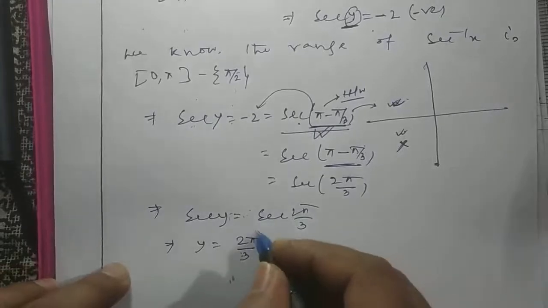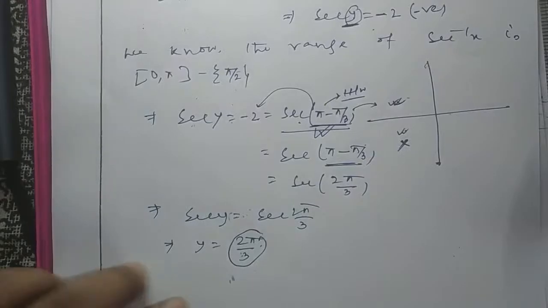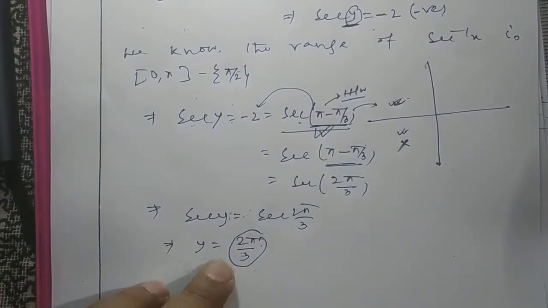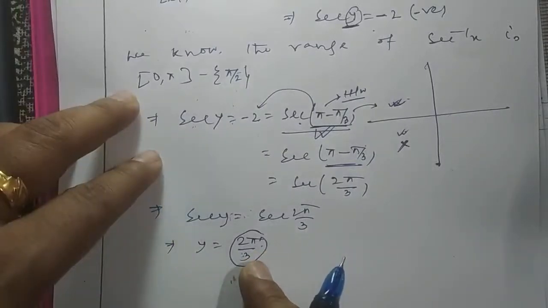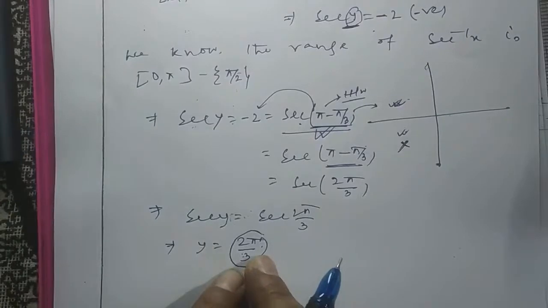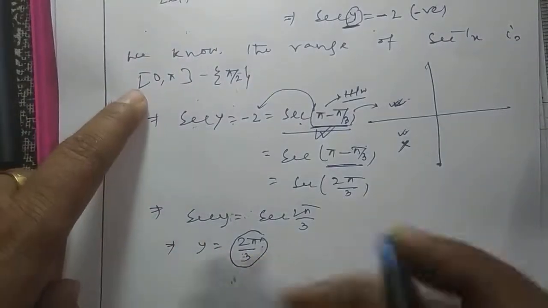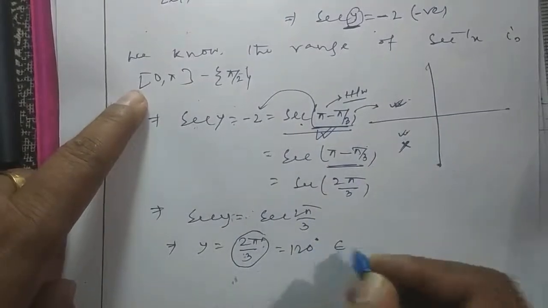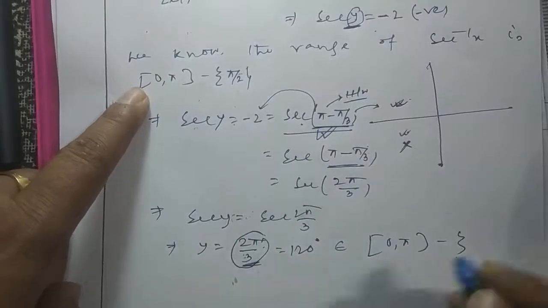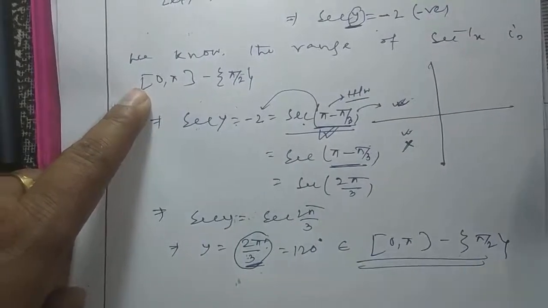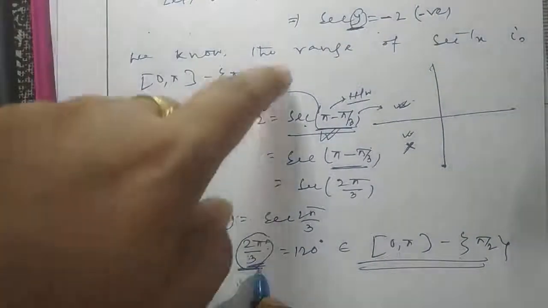Now we have to check whether this angle belongs to this range or not. If it belongs, it will be the required PV, otherwise not. This angle 2 pi by 3, which means 120 degrees, clearly belongs to the range [0, pi], and it is also not pi by 2. So it is satisfying the range. It is lying in the range. So it is the required PV of the given ITF.